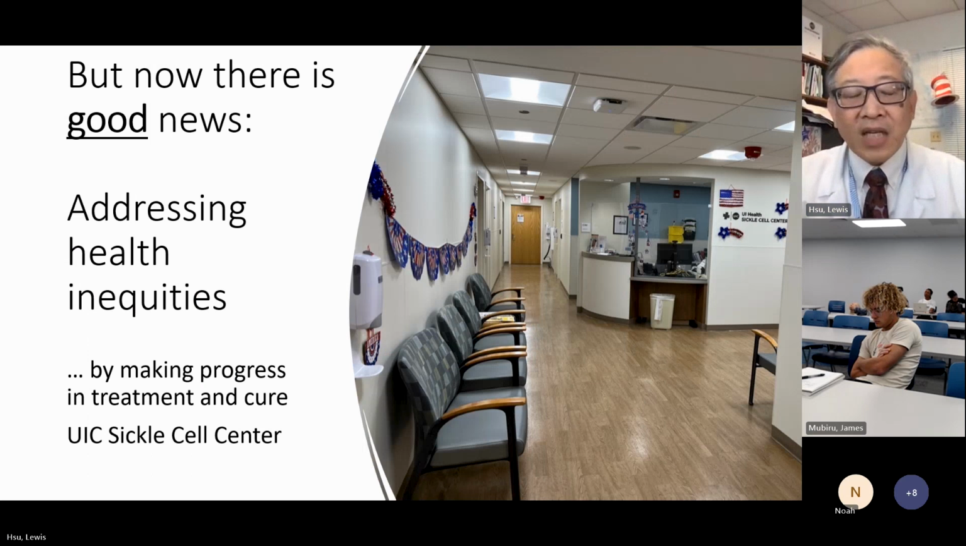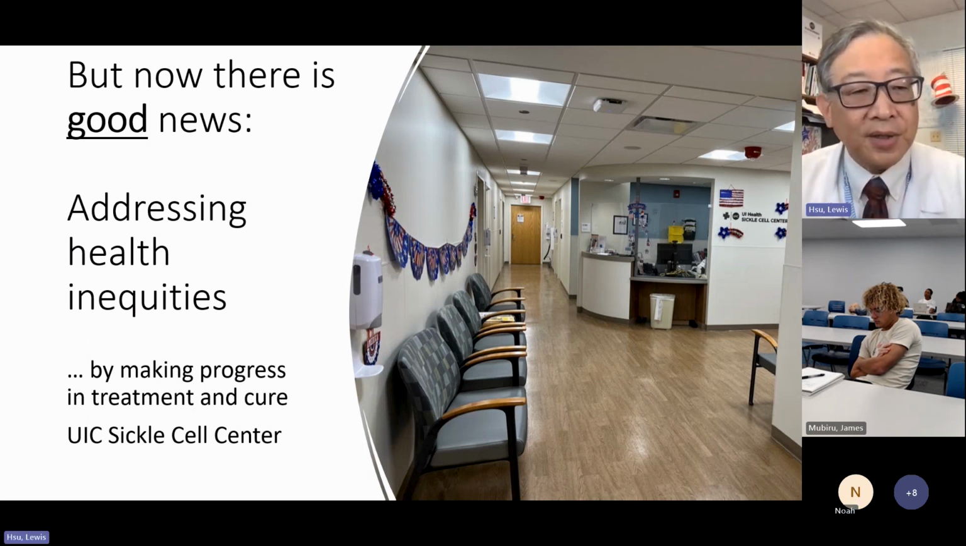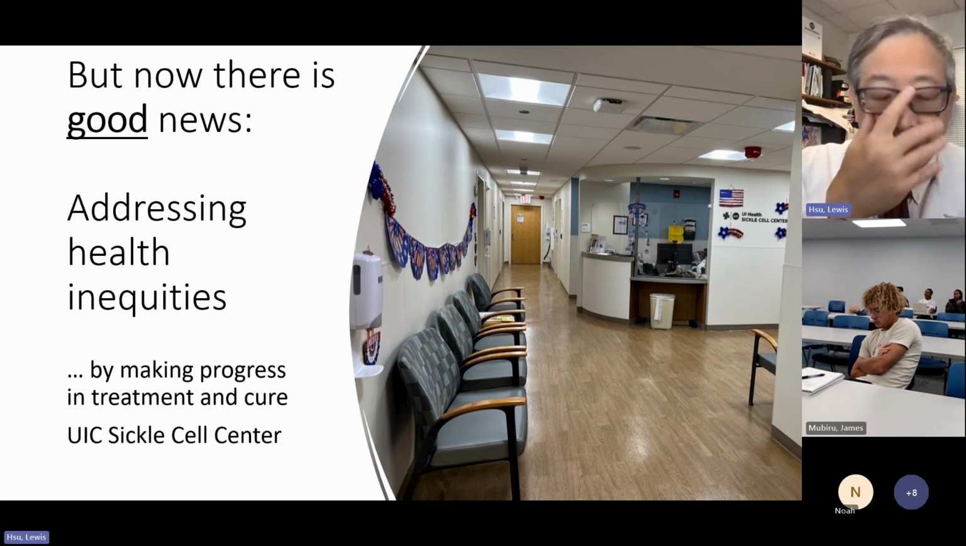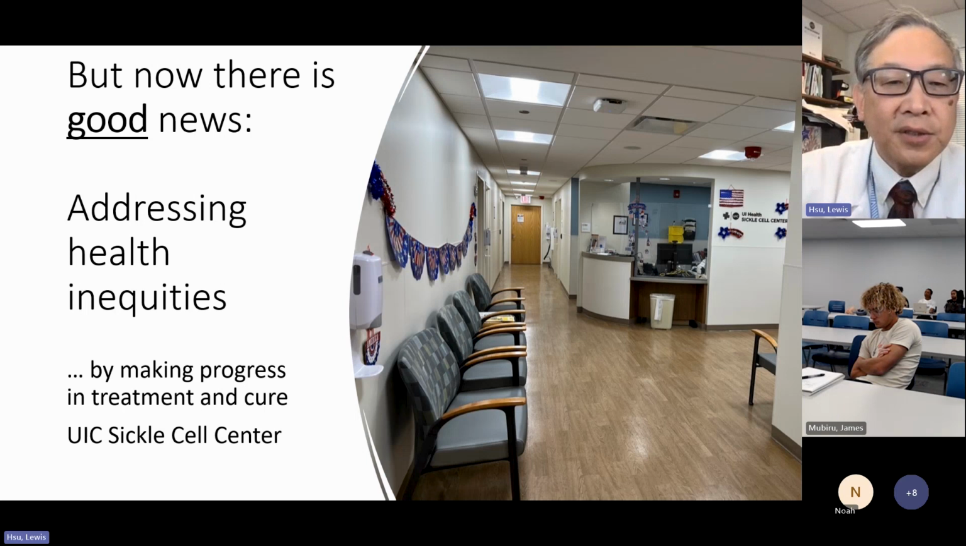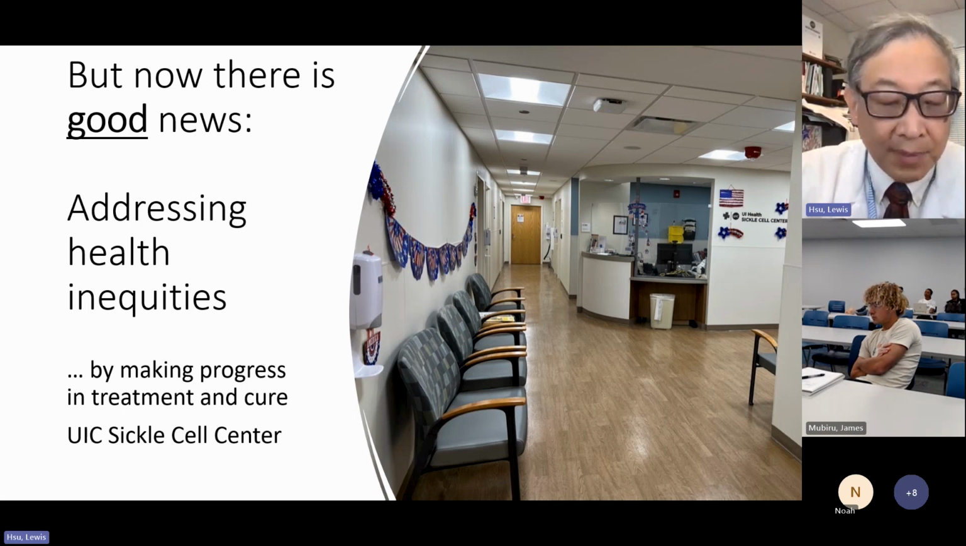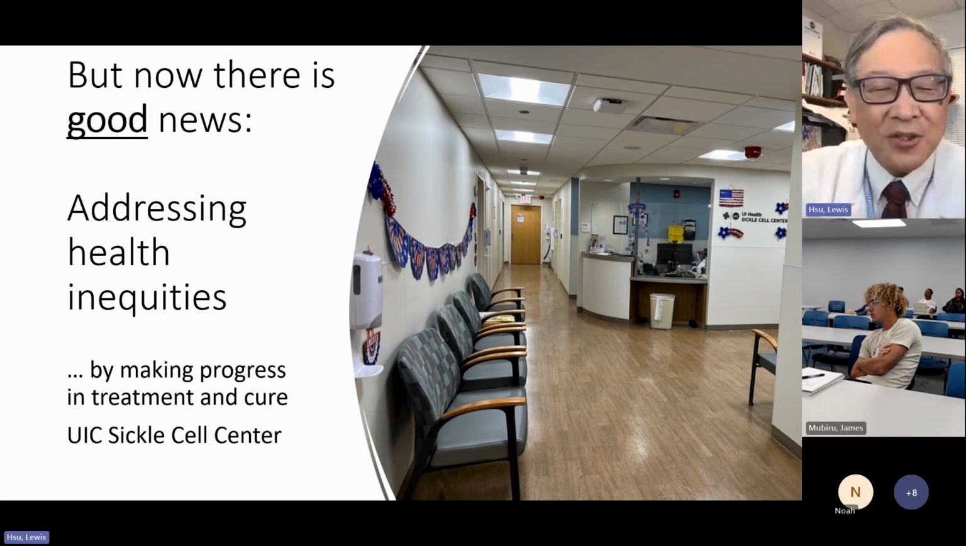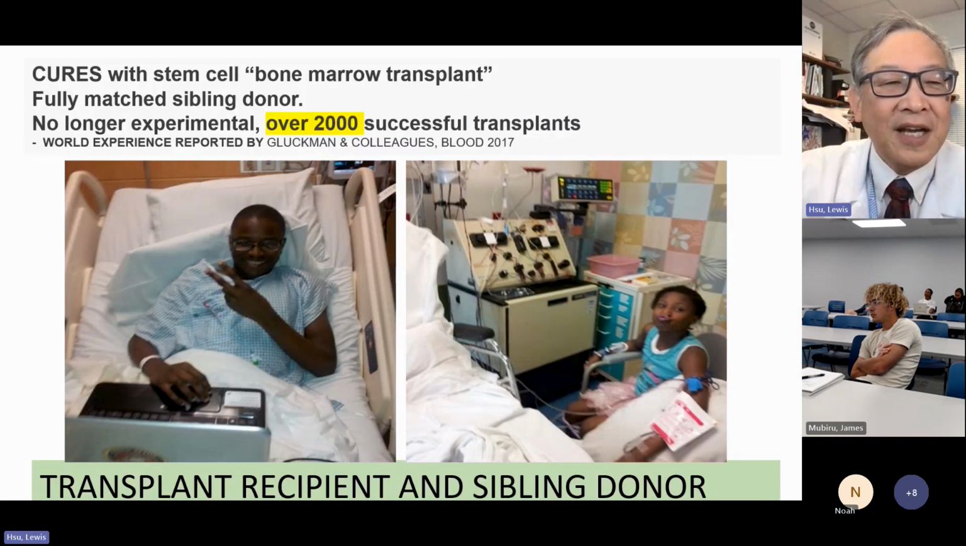But it used to be all bad news. Now there is good news. There's ways to address these health inequities by making progress with treatment and cure. So here's a picture of the Sickle Cell Center adult area in my place. The pediatric area is similar, maybe not quite as shiny and new, but having centers dedicated to sickle cell care, having cures, potential cures of this genetic disease is happening.